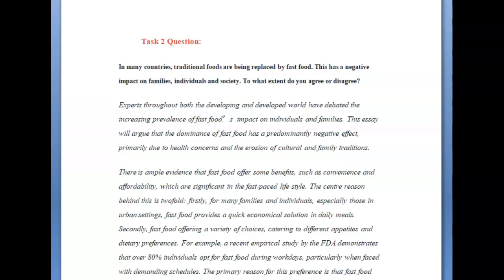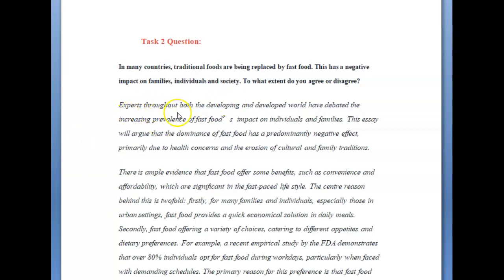Experts throughout both the developing and developed world have debated the increasing prevalence of fast food's impact on individuals and families. Okay. This essay will argue that the dominance of fast food has a predominantly negative effect, primarily due to health concerns and the erosion of cultural and family traditions. Okay, I liked your last sentence. This troubled me a little bit.